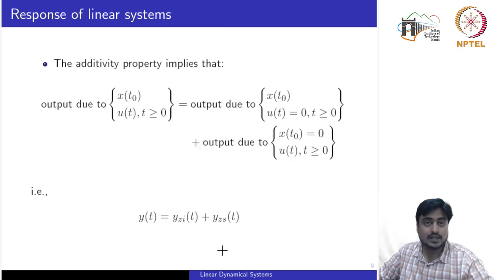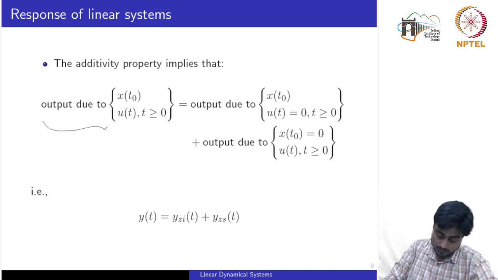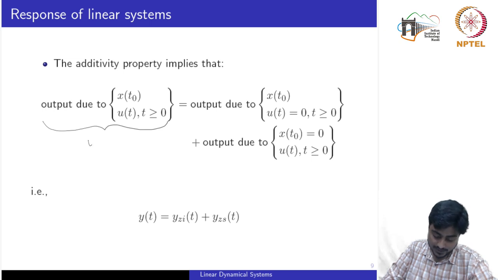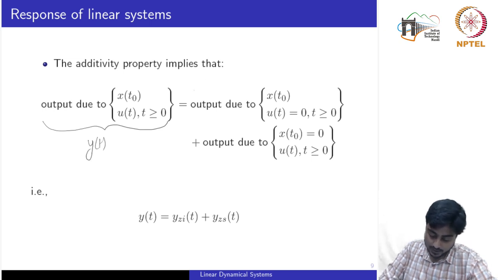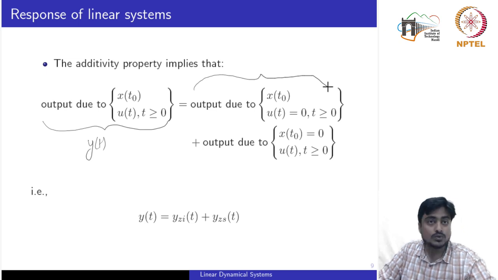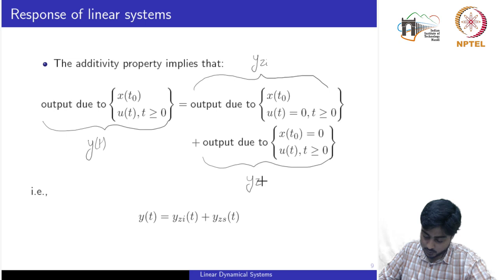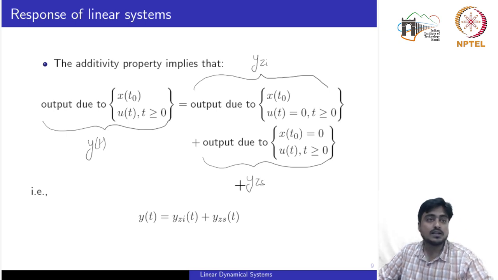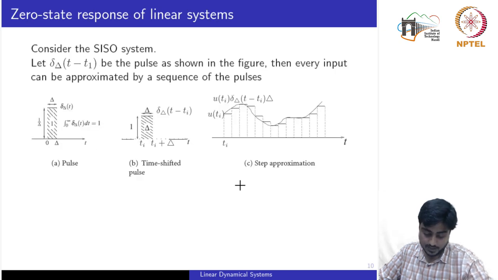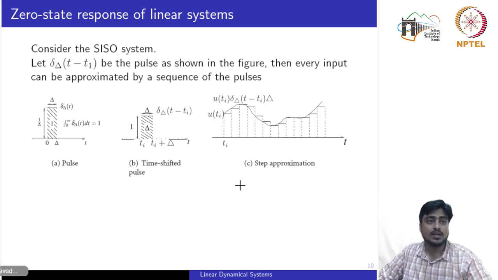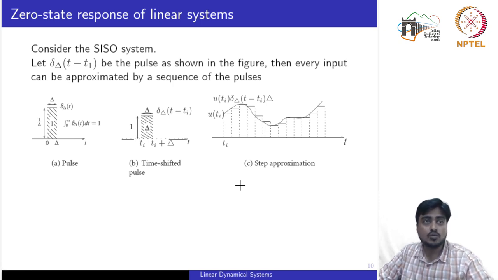So now if I combine these two responses owing to the superposition property, then the complete output due to x of t naught and u of t, which we define as the total response of the system, is obtained by taking the output due to the zero input, that is y of zi, and the output due to the zero state, when we put the state equal to 0. The total response is basically the summation of y zi and y zs. Now first we will see the zero state response of the system, and later we will combine both the responses into one through the state space representation.